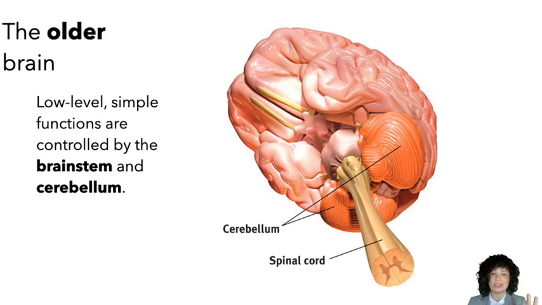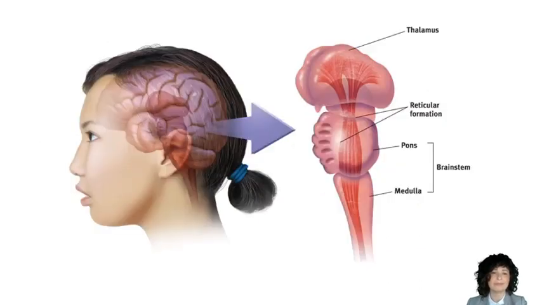Low level functions are controlled by the older parts of the brain, so the brainstem and the cerebellum. So looking at this figure, you can see the brainstem and the cerebellum quite clearly. The cerebellum, interestingly, translates into little brain, because if you look at it, it's got these folds that are similar to the newer parts of the brain called the cortex. And so it looks like it's a little brain sitting below our big brain. So when we talk about the lower parts of the brain, it's both literal and figurative.